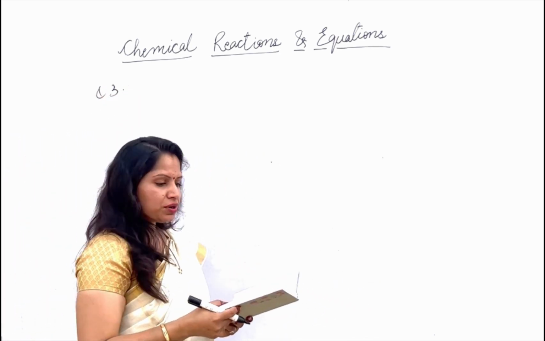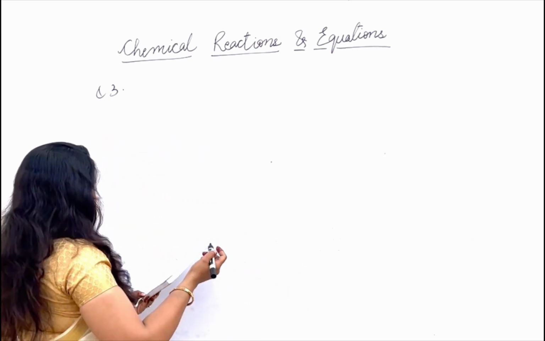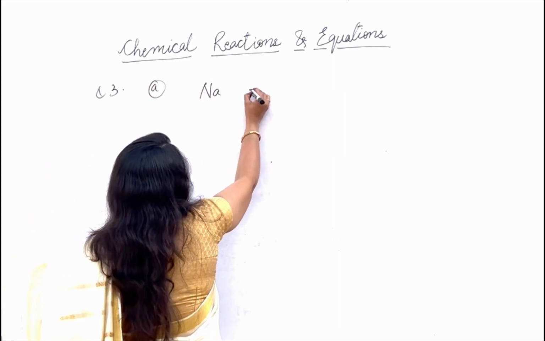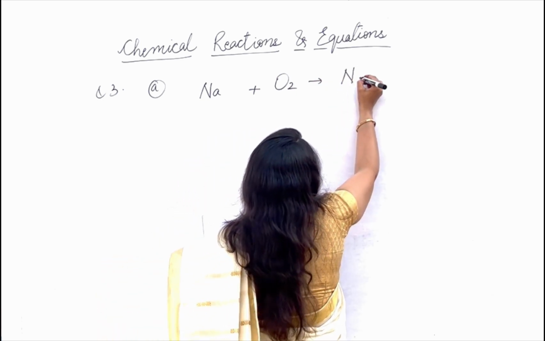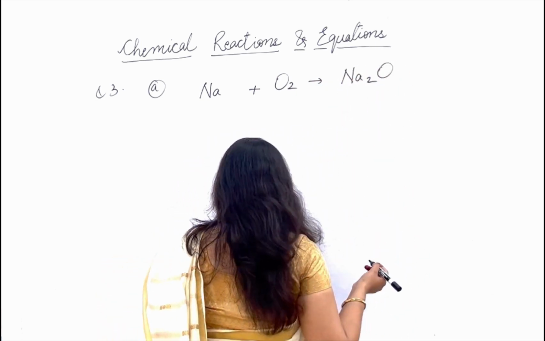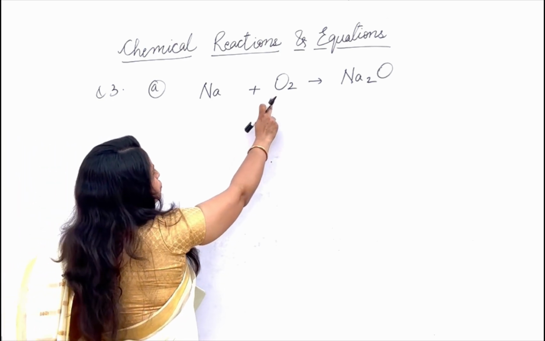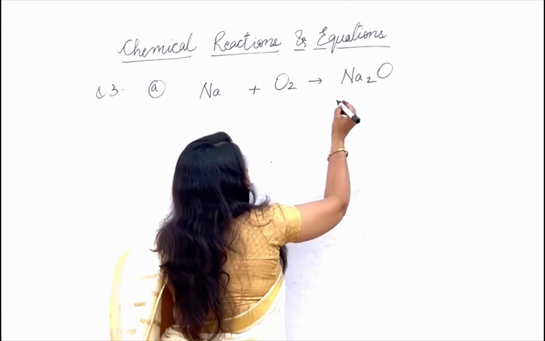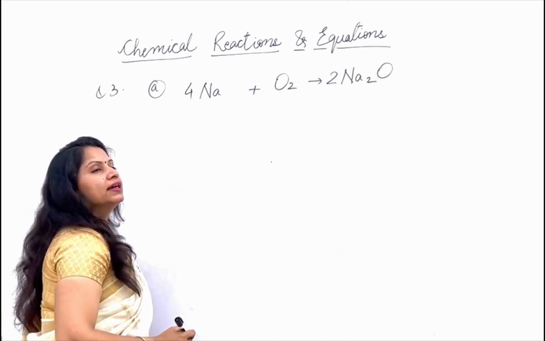In this, the first one is sodium combines with oxygen to form sodium oxide. So here I have two oxygen atoms. Here I have just one. So to balance that, we have to make it two here as well. Now four sodium atoms have to be there.